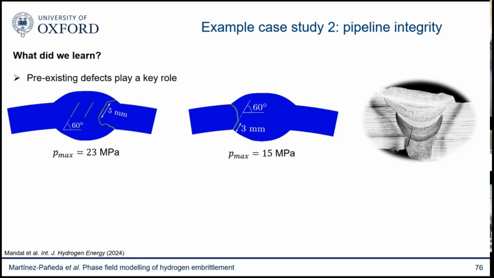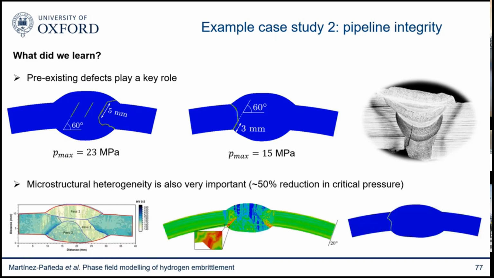So it was interesting to see, I don't know all the details, but it was interesting to see that the model predicted something that was very close to these large-scale experiments before these experiments happened. And we also worried about microstructural heterogeneity.